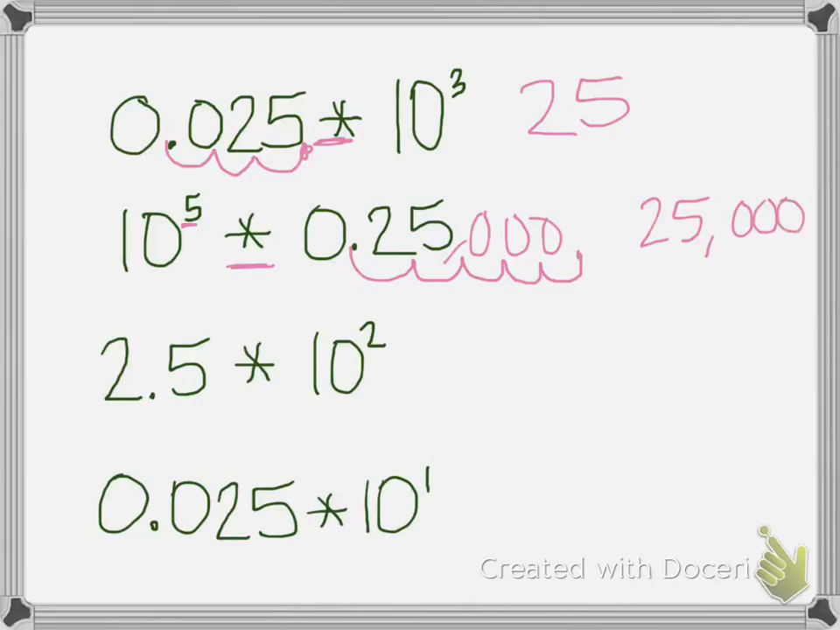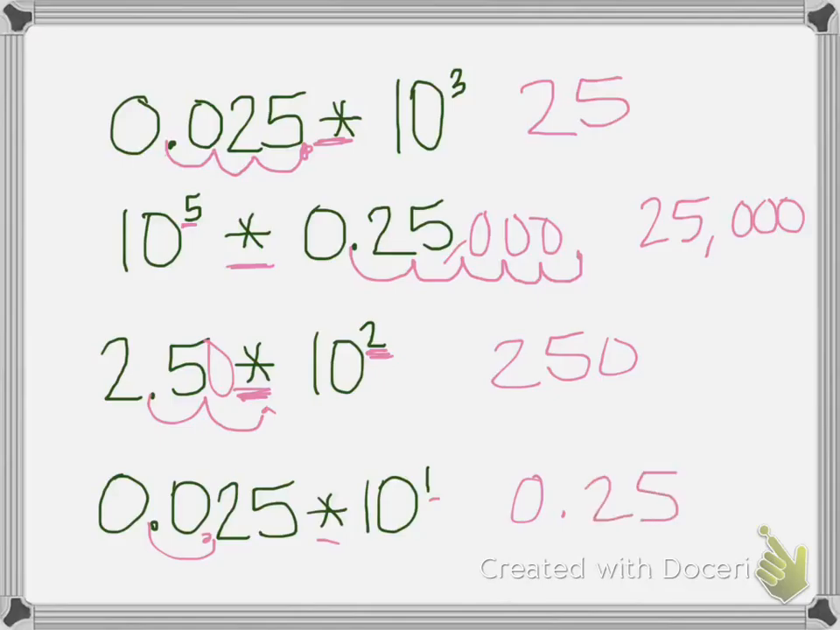So my answer is 25,000. C is 2 and 5 tenths times 10 to the second. Again, I'm multiplying, so I'm moving my decimal to the right 2 spots. 1, 2. So my answer is 250. In the last one, again, I'm multiplying, so I move to the right 1 spot. So my answer is 25 hundredths.